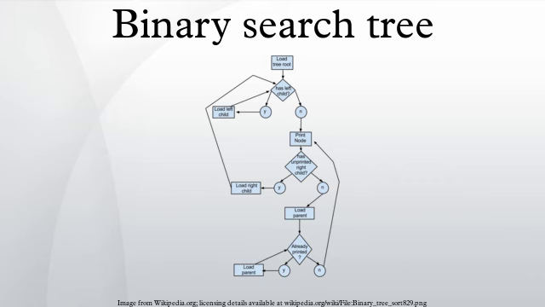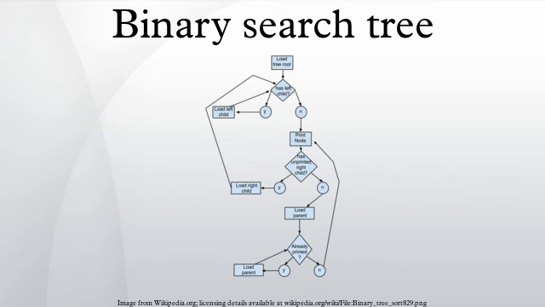Function find, key, root: current node equals root. While current node is not null do: if current node key equals key, then return current node. Else if key is less than current node key, then current node equals current node left. Else, current node equals current node right. Return null.